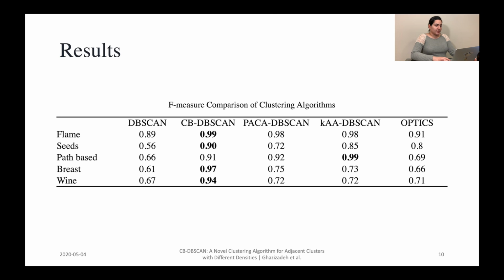Let's take a look at the results of our method. As you can see here, we have 5 different datasets. These datasets contain both synthetic and real datasets. We have compared our method to 4 other clustering methods, 3 of which have been proposed to solve multi-density clustering. As you can see, CB-DBSCAN can overcome the problem of multi-density clustering and has a better result in almost all of the cases in comparison to these other methods.